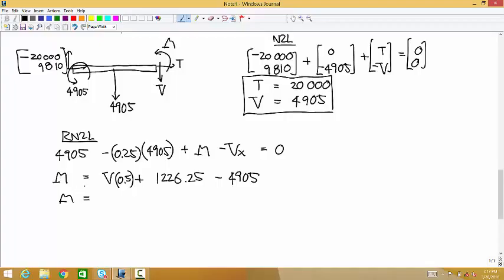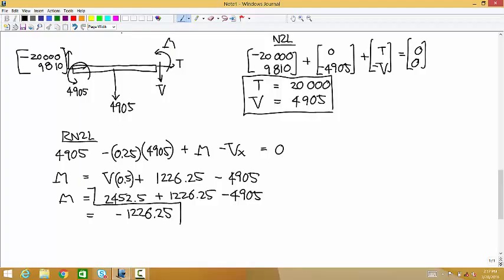let's just plug this in and see what we get. So M is equal to 2452.5 plus 1226.25 minus 4905. So that is, what's that? Negative 1226. Okay.